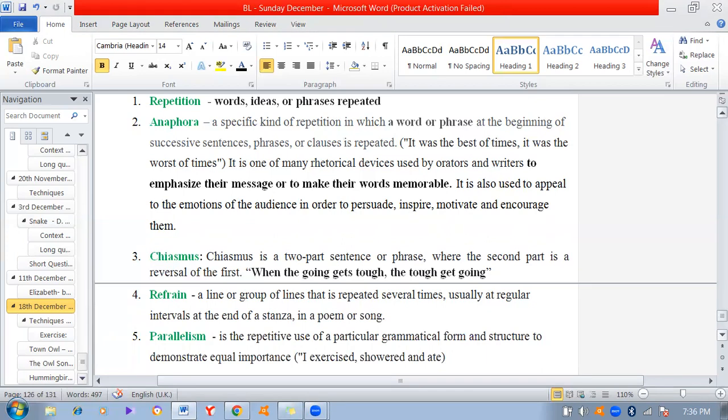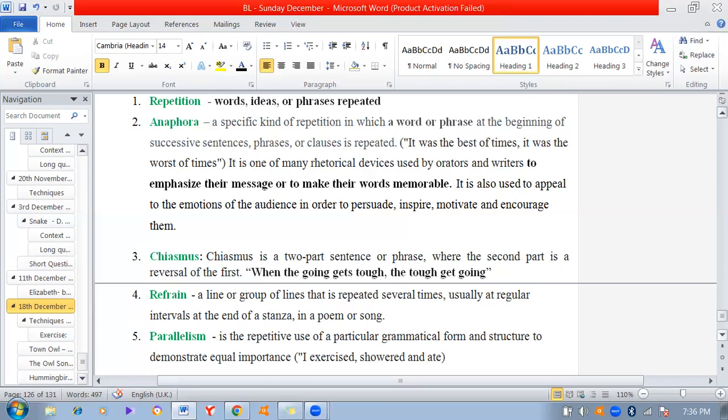Then the last part is parallelism. In parallelism, right, you use a particular grammatical structure to show that both parts are equal, both parts are of equal importance. But remember, unlike in repetition, anaphora, chiasmus, and refrain, where you are using the same words in a different way, right?